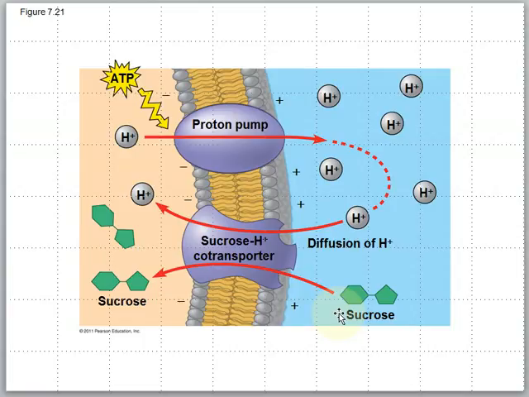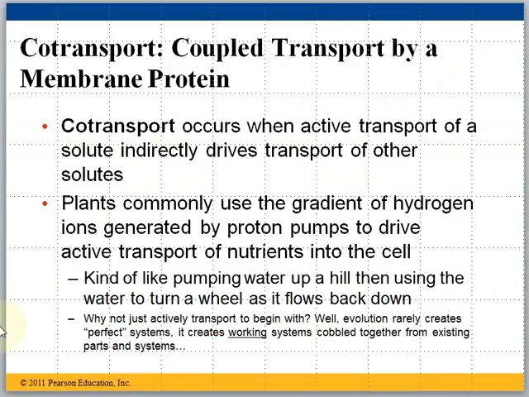Sucrose by itself would have a very hard time moving through the lipid bilayer. It would take a long time and it would be a very slow process. Sucrose is a larger molecule, and it's also hydrophilic, so it would have a hard time getting through the lipid bilayer. So here we have the natural diffusion of the hydrogen ions back in, allowing us to basically sneak sucrose across using this protein right here. That's co-transport.